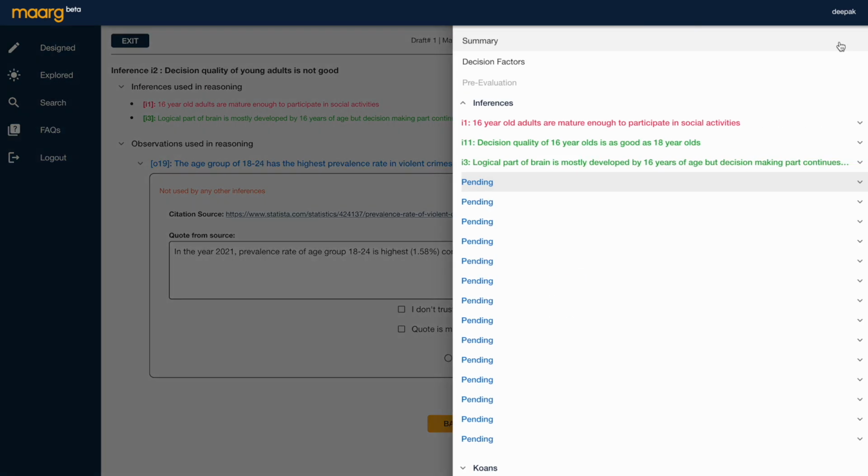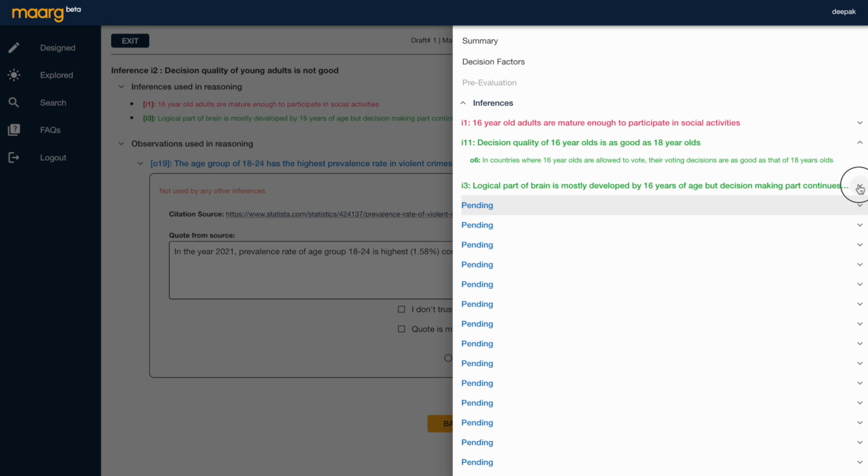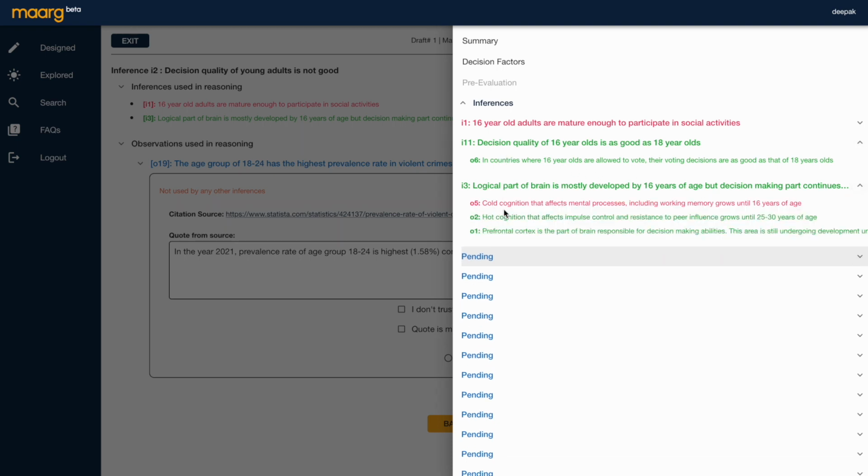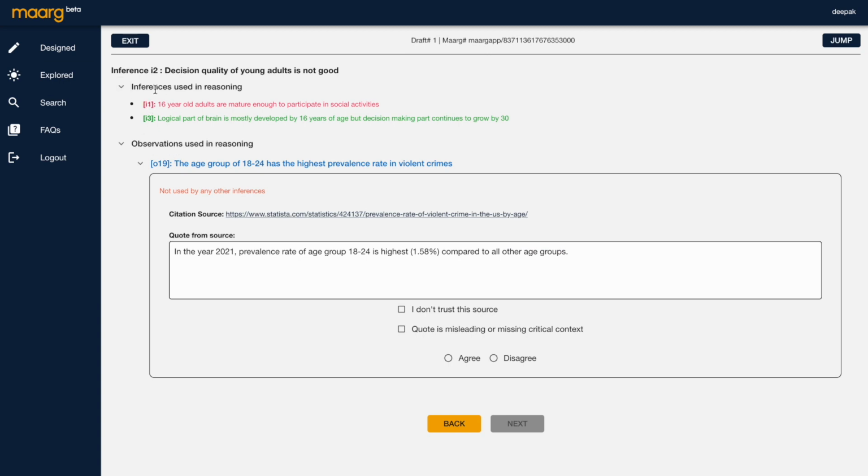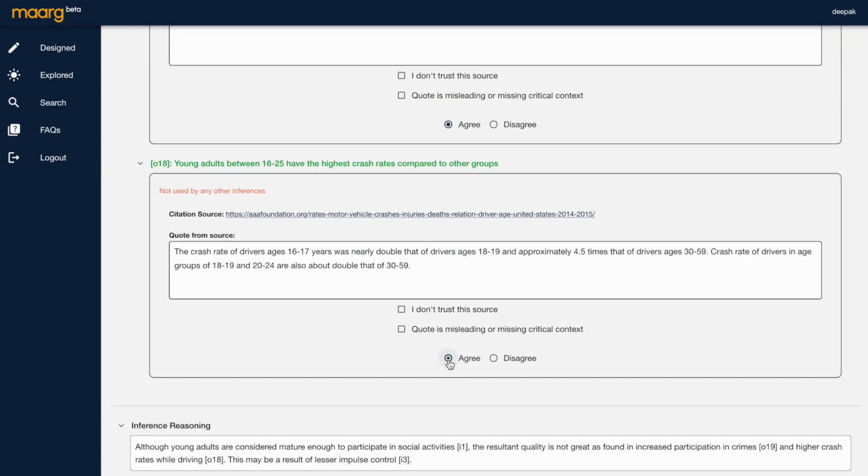So notice from the jump section, you can always go back to a previous section. The items in red are the ones that you have disagreed with previously, and the green ones are the inferences that you have agreed with. And over here, you can expand to see the other observations within that inference that you have agreed or disagreed to. Out here, we can see that this inference, decision quality of young adults is not good, is itself dependent on two different inferences that you just agreed or disagreed to. And based on this, I'm going to put some random values.